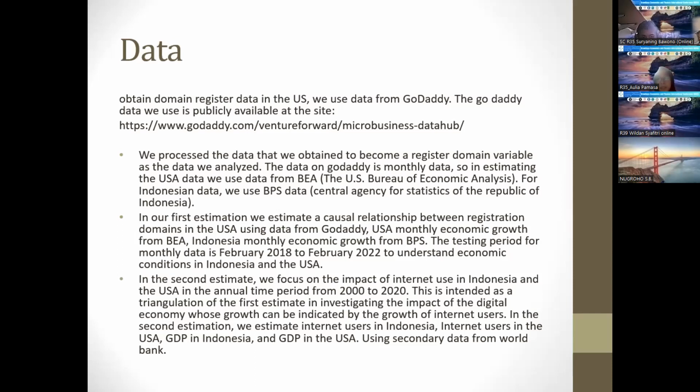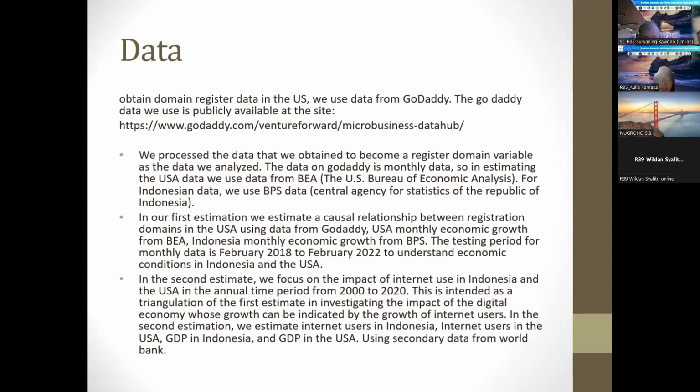In our first estimation, we estimate a causal relationship between registration domains in the USA using data from GoDaddy, and USA monthly economic growth from BEA, Indonesia monthly economic growth from BPS. And then the testing period for monthly data is from February 2018 to February 2020 to understand economic conditions in Indonesia and the USA. In the second estimation, we focus on the impact of internet use in Indonesia and the USA in the annual time period from 2000 to 2020.